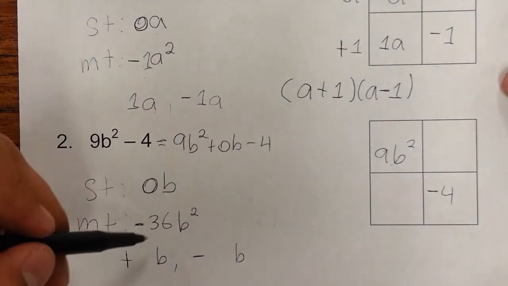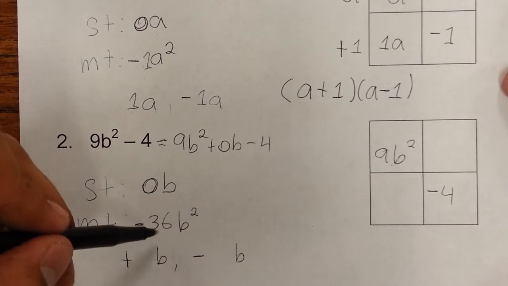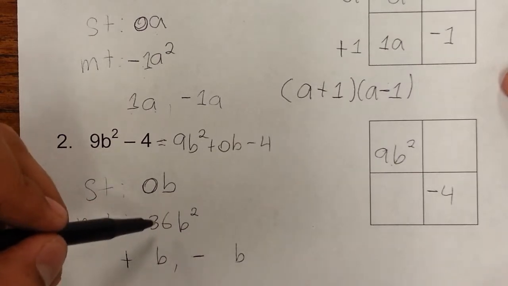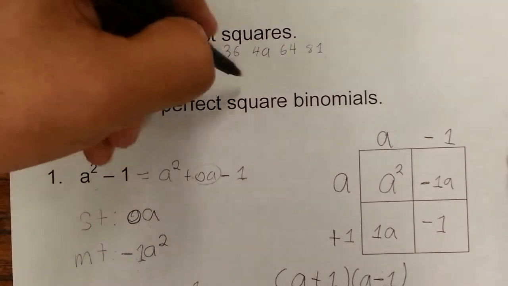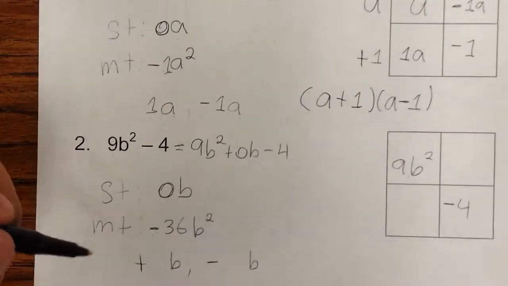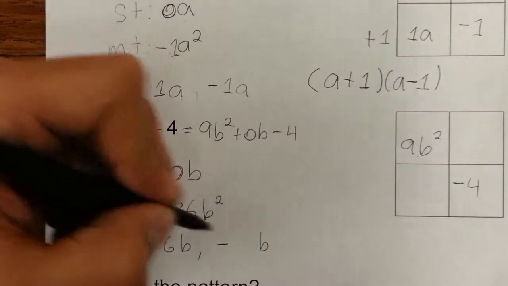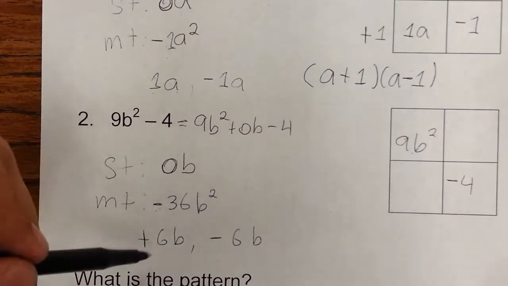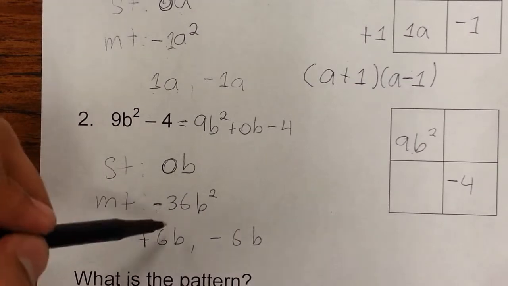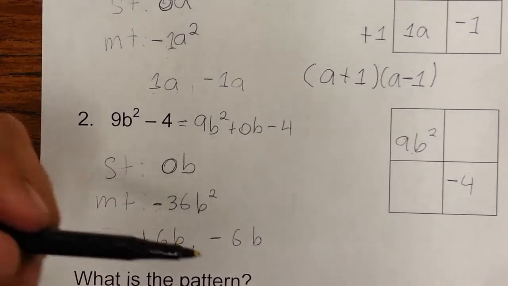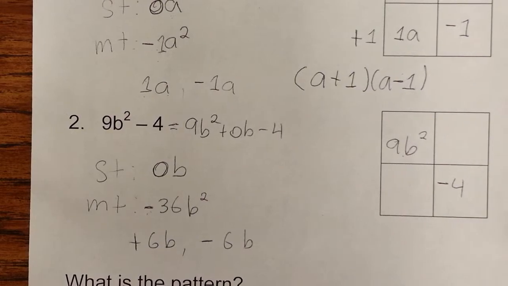Now we just need to think of the coefficients. They need to be the same number. So remember back to our perfect squares. 36 is the result of 6 squared. So why don't we do a positive 6 and a negative 6? If you notice, 6b minus 6b would give me 0b. And if you multiply these out, we get the negative 36b squared that we need.